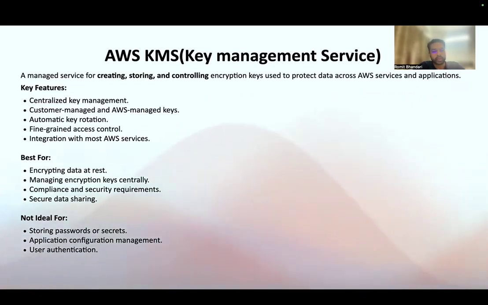So there is something known as AWS KMS, the Key Management Service. This is a managed service for creating, storing, and controlling encryption keys used to protect data across AWS services and applications. So this is a service just to manage the encryption keys, so that any service which requires encryption keys for security purposes can use KMS. It's basically centralized key management, with both customer managed and AWS managed keys.